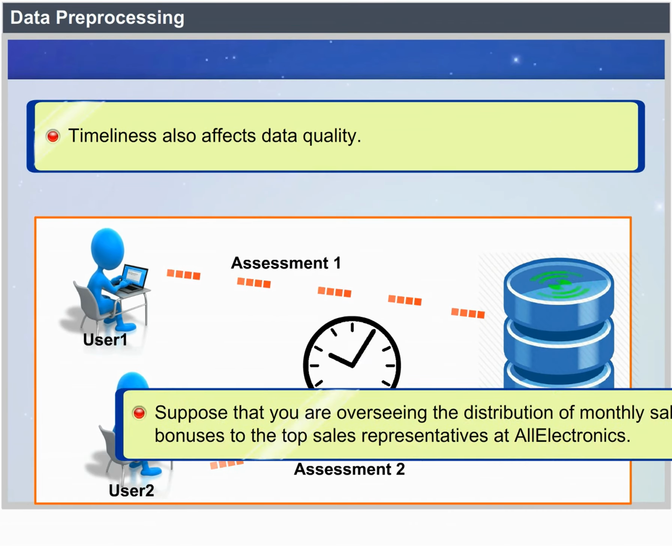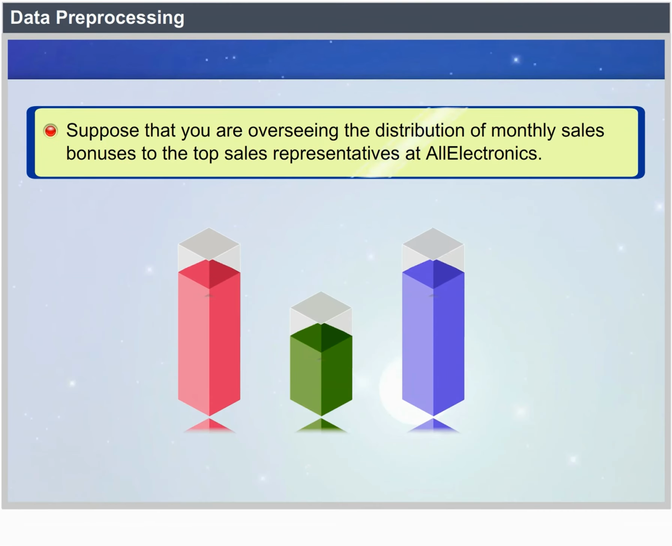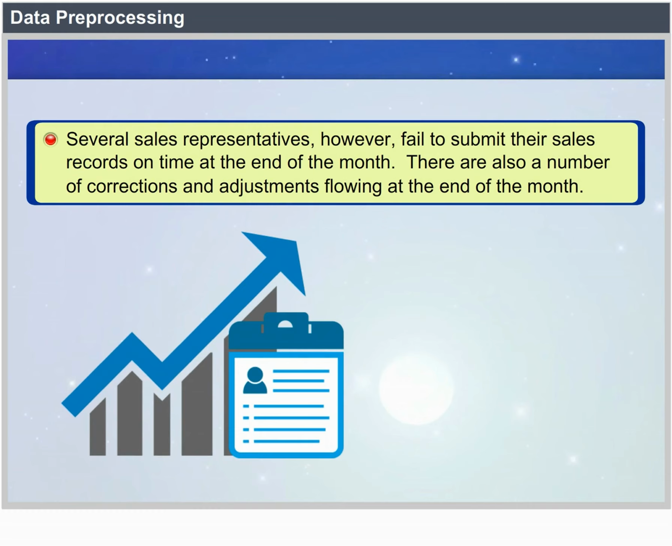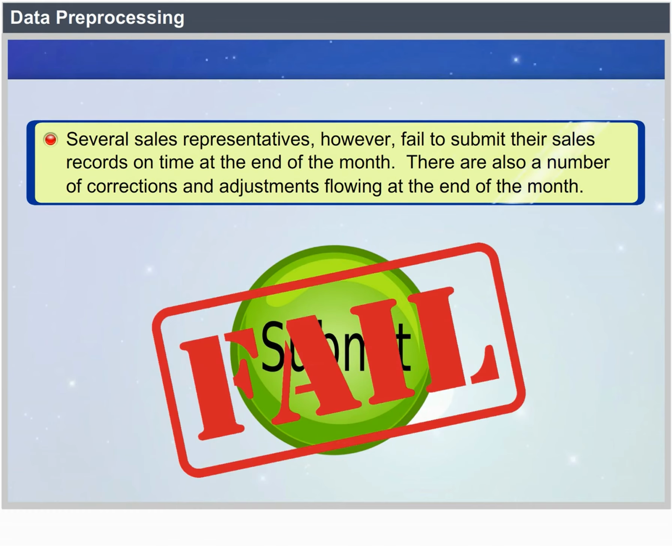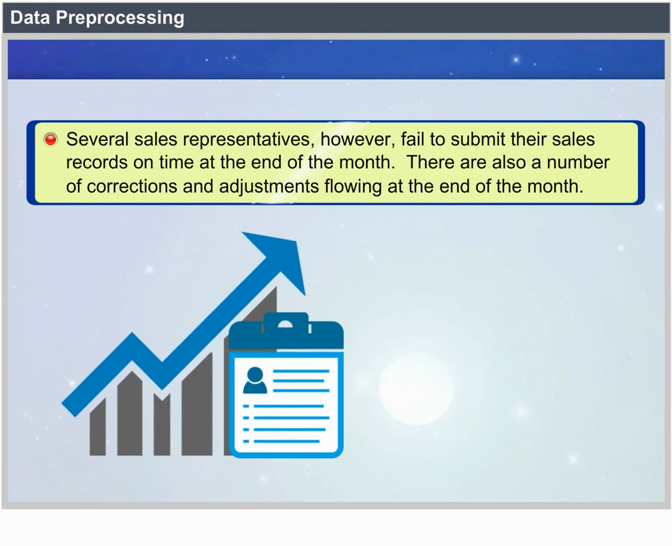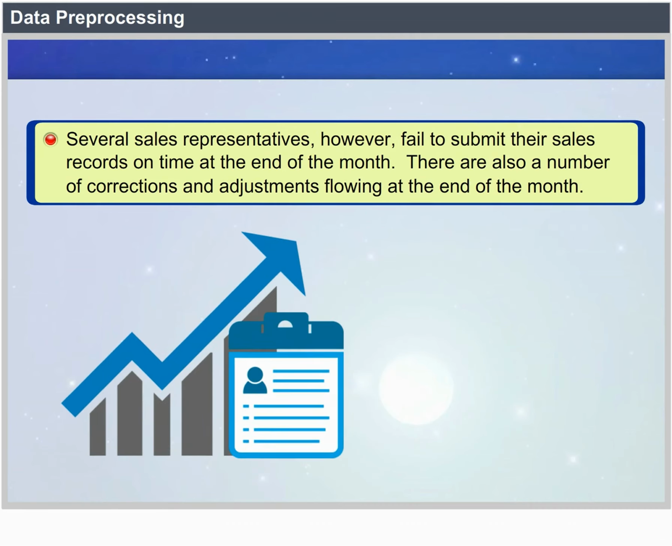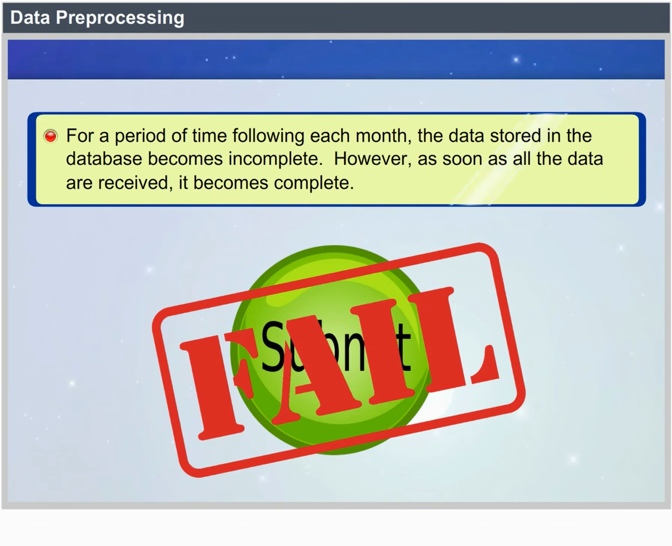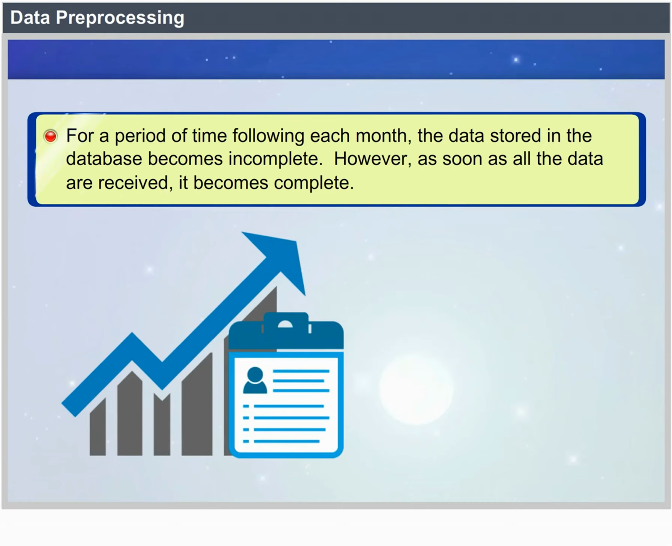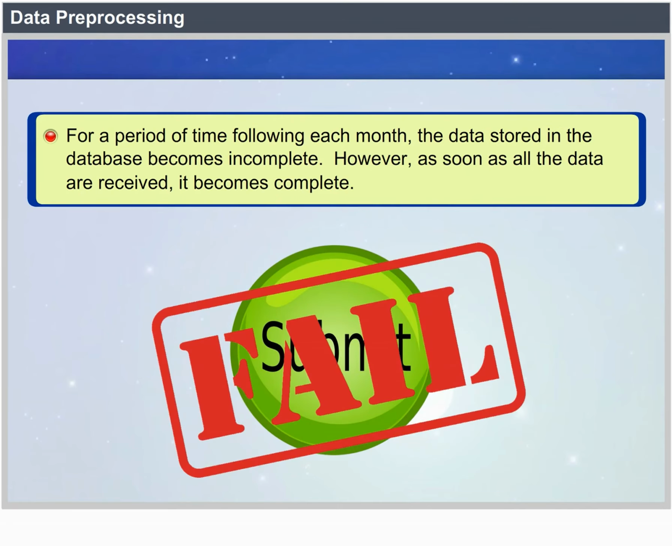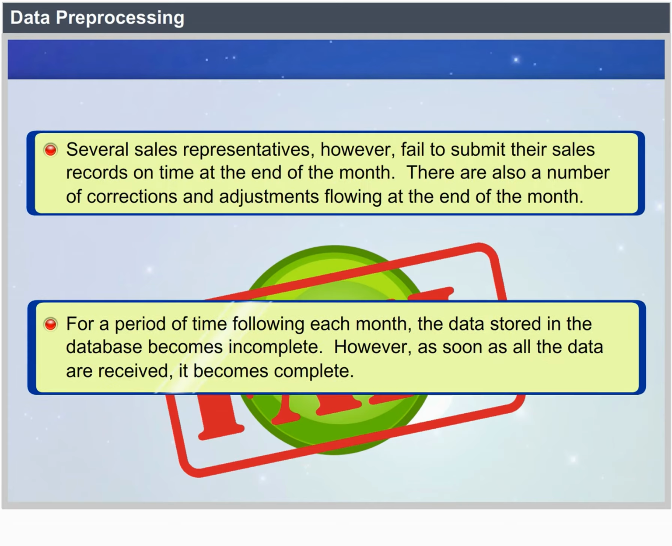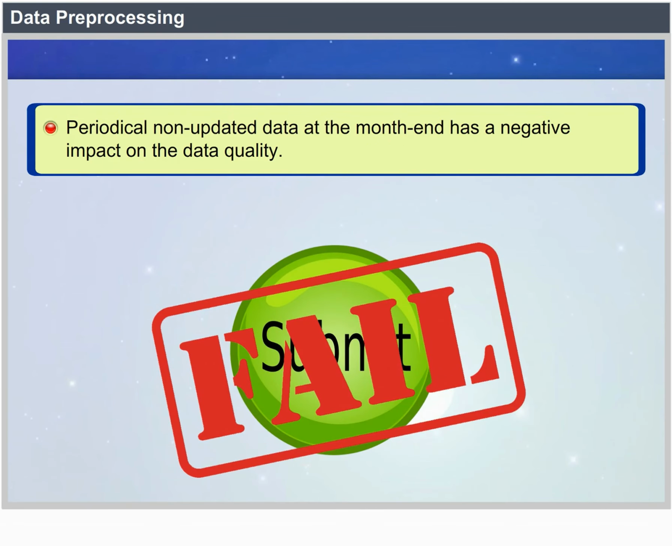Suppose that you are overseeing the distribution of monthly sales bonuses to the top sales representatives at All Electronics. Several sales representatives, however, fail to submit their sales records on time at the end of the month. There are also a number of corrections and adjustments that flow in after the month's end. For a period of time following each month, the data stored in the database are incomplete. However, once all of the data are received, it is correct. The fact that the month-end data are not updated in a timely fashion has a negative impact on the data quality.